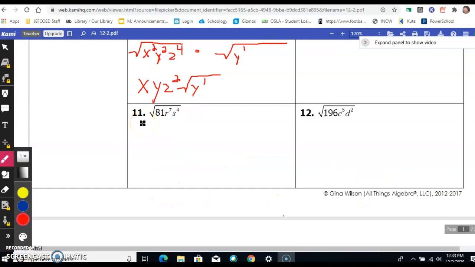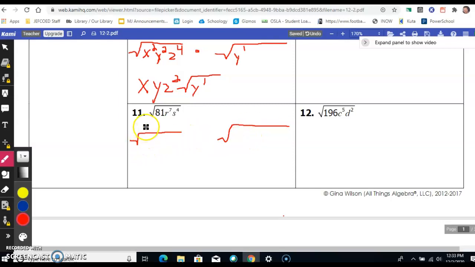All right, so back to asking yourself that question. Can you take the square root of 81? Yes. Can we take the square root of r to the 7th? No, because it's got an odd exponent. So go ahead. Like I told you, go ahead and draw your 2 square roots. And then we'll go from there.